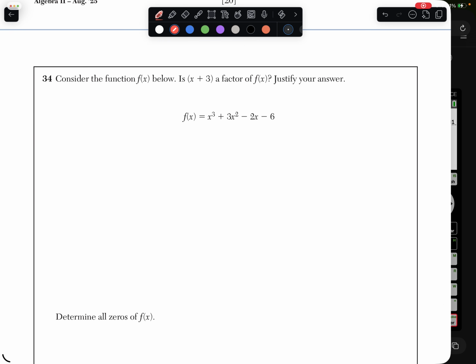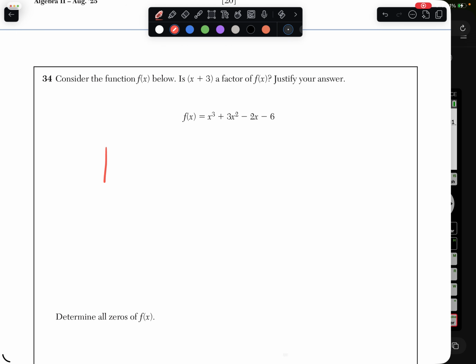Okay. Consider the function below. Is x plus 3 a factor of L of x? Justify your answer. Okay, so there's two ways that you can do it. You can do a little bit of polynomial division, or you can use the remainder theorem. I think for this one, I'm going to just try to divide it out. So I'm going to use synthetic division actually.